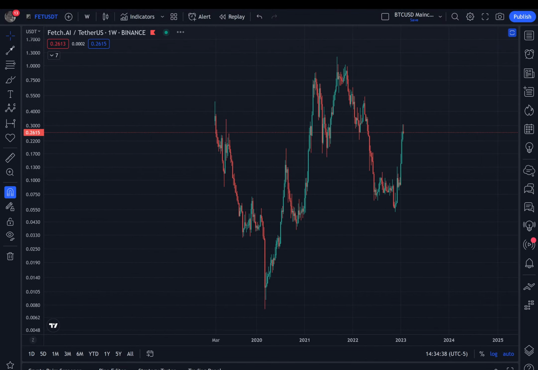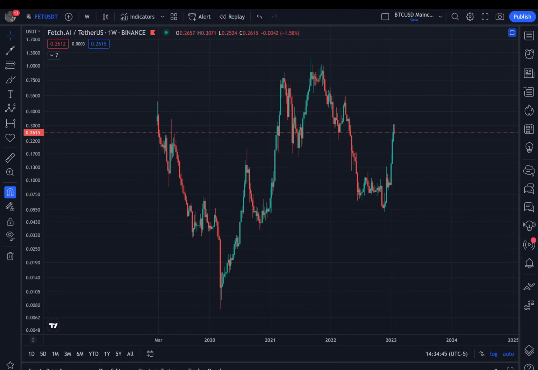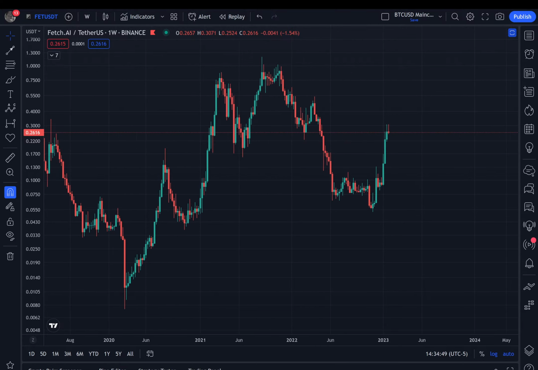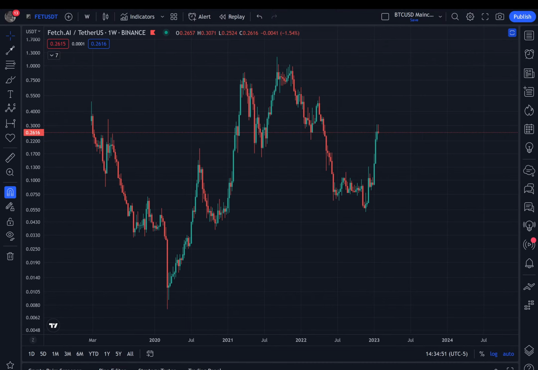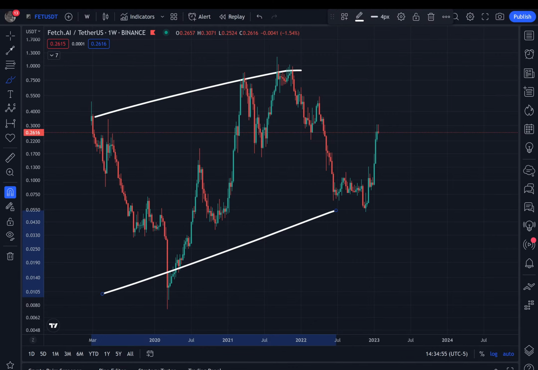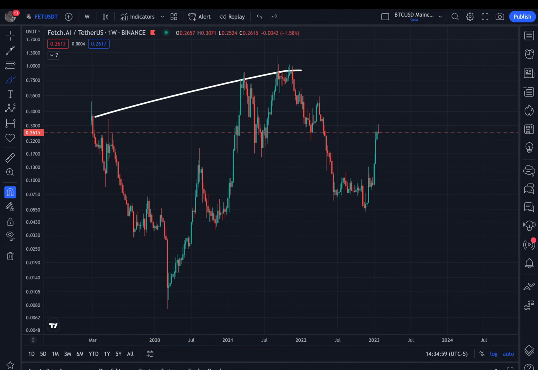So Fetch AI, on a high time frame, hard to tell what we're looking at. Is this corrective? Is this impulsive? Looks corrective to me. Looks like a big corrective jumble. So what we're going to do is we're just going to focus on this.